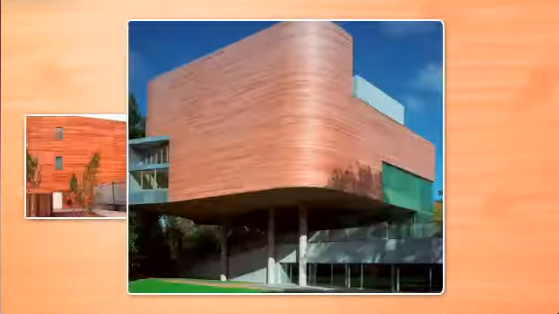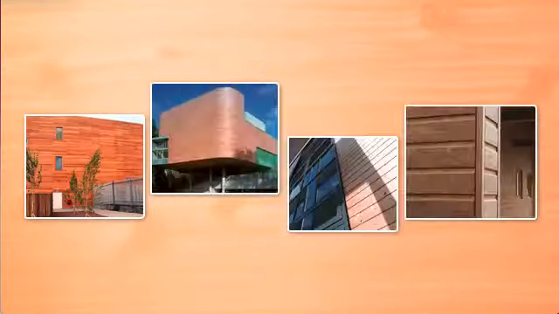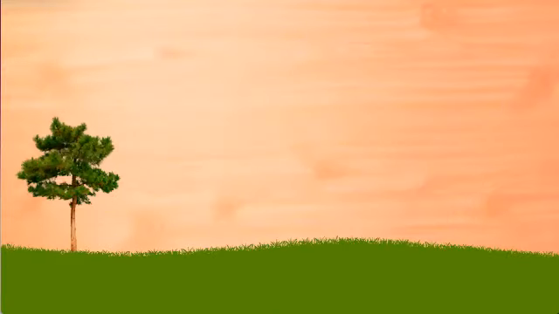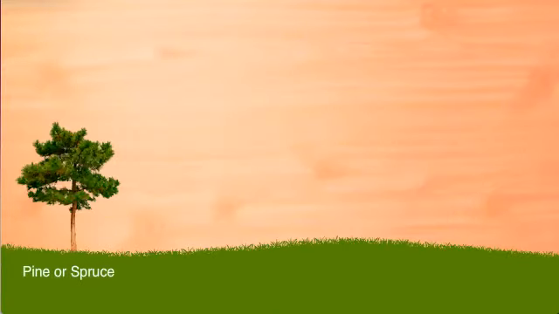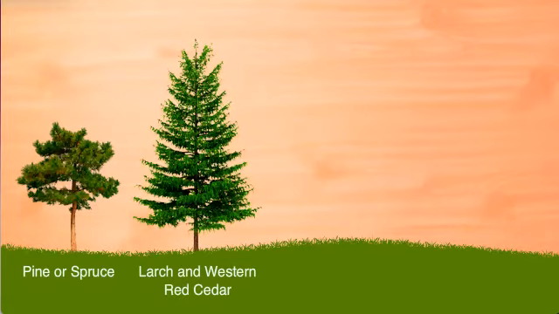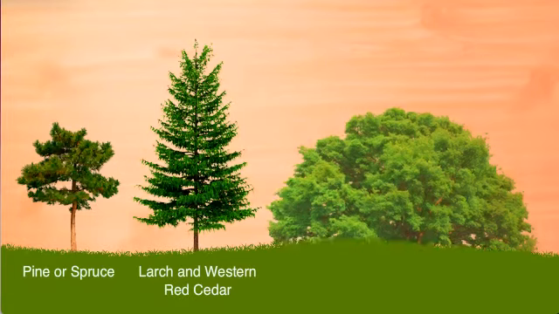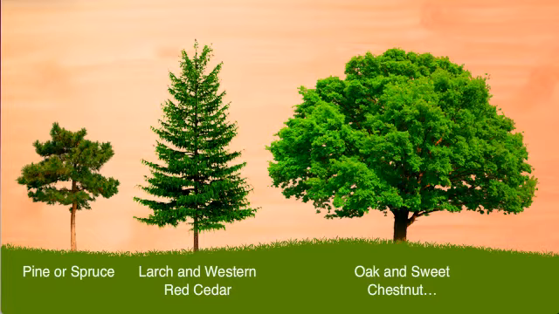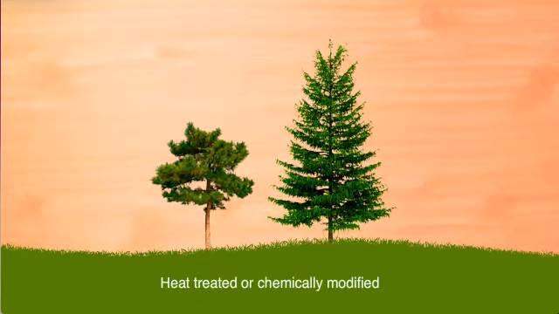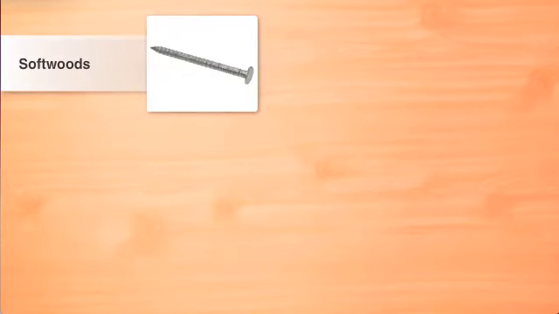First of all, let's look at the wood used in cladding. There are treated softwoods such as pine or spruce, naturally durable softwoods like larch and western red cedar, hardwoods such as oak and sweet chestnut, and finally, heat-treated or chemically modified softwoods. The species affects how the wood should be fixed.